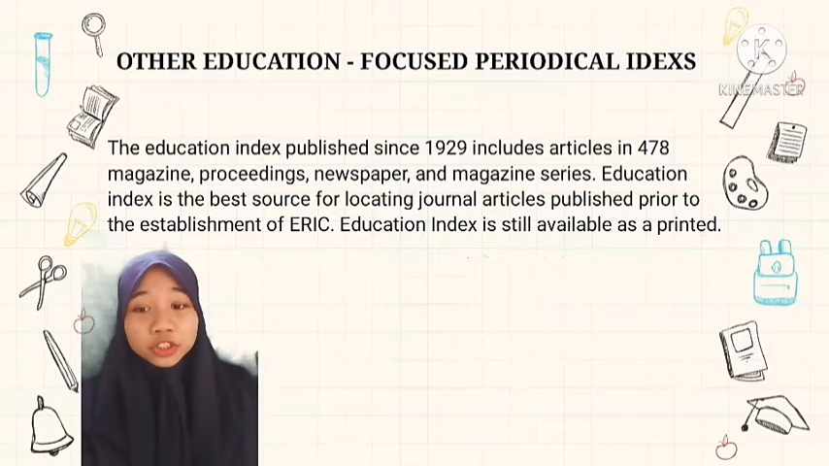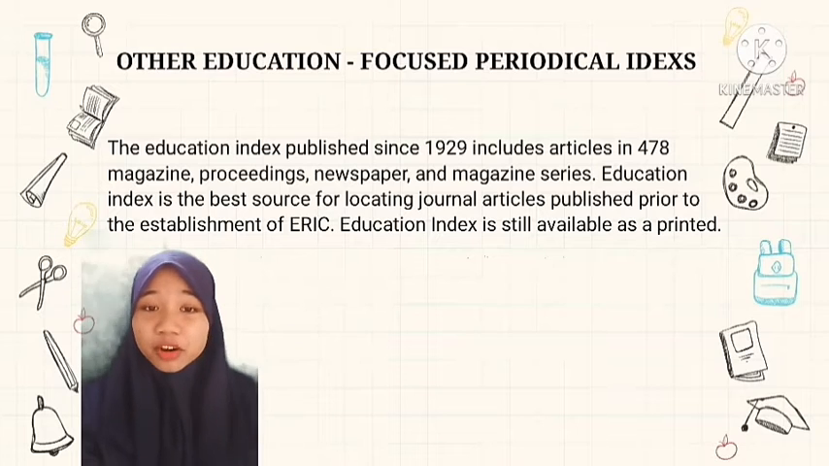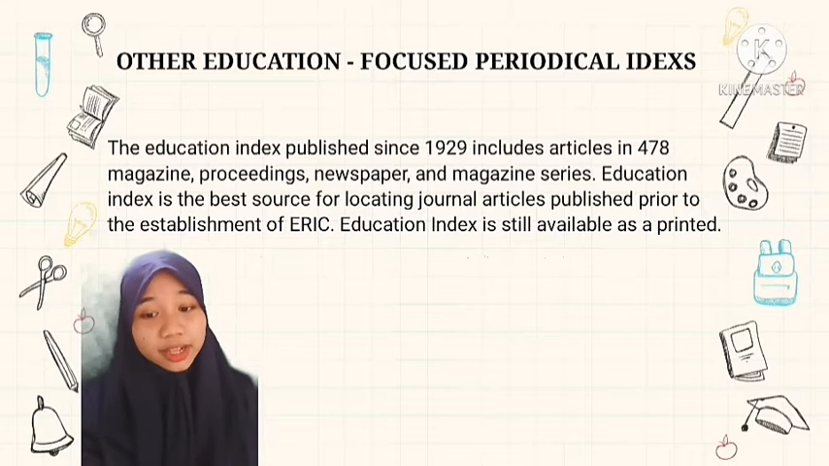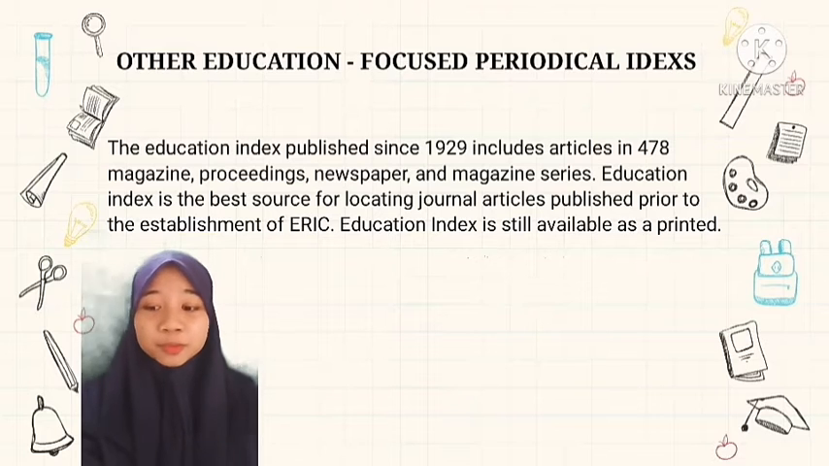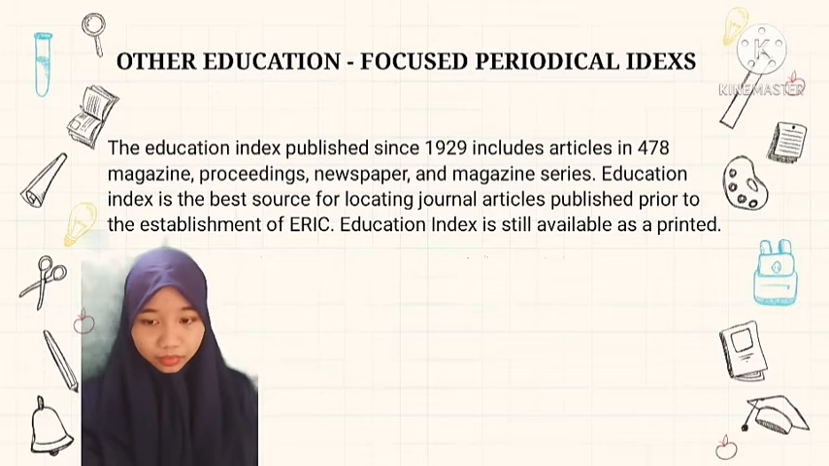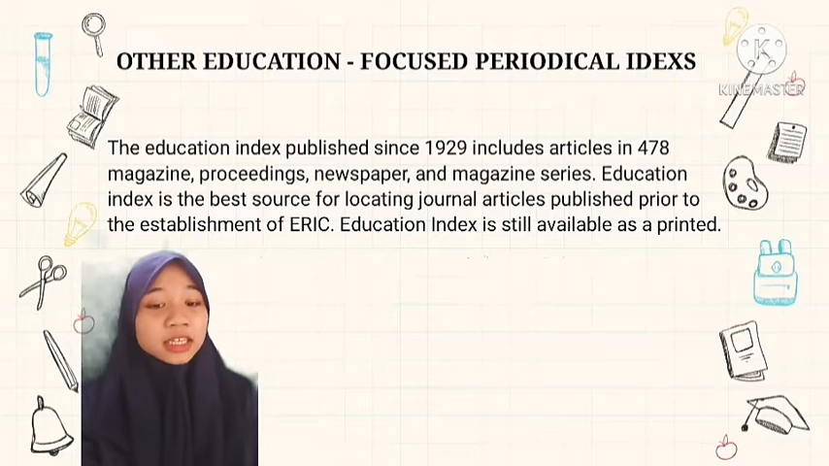Other education-focused periodical indexes. The Education Index, published since 1929, includes articles in 478 magazines, proceedings, newsletters, and magazine series. Education Index is the best source for locating journal articles published prior to the establishment of ERIC. Education Index is still available in print.